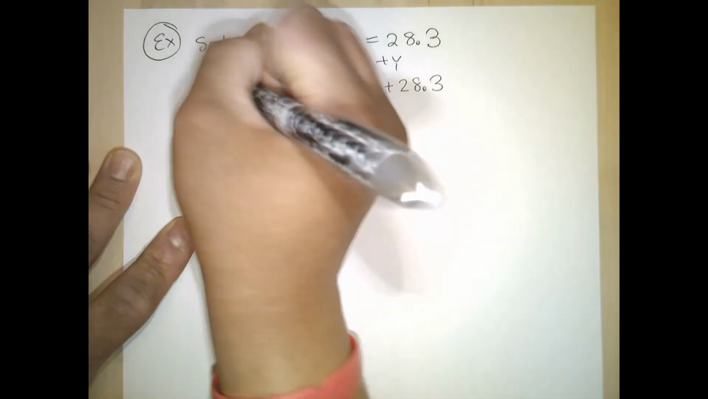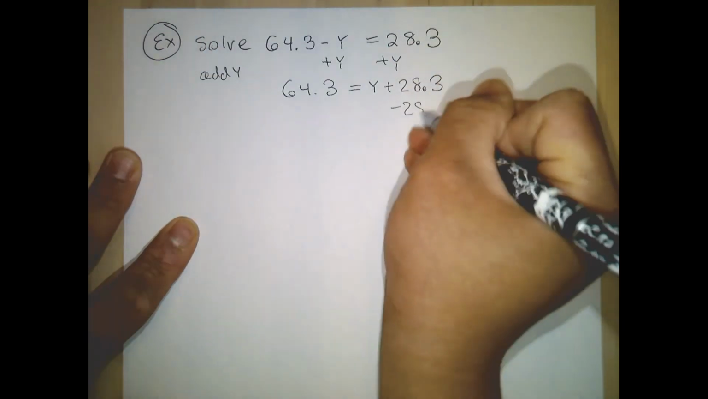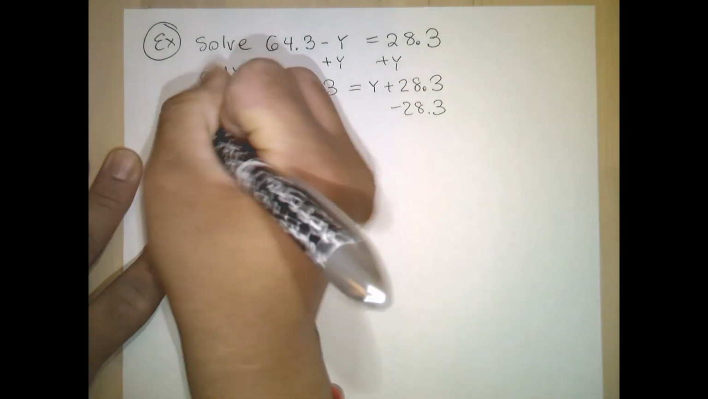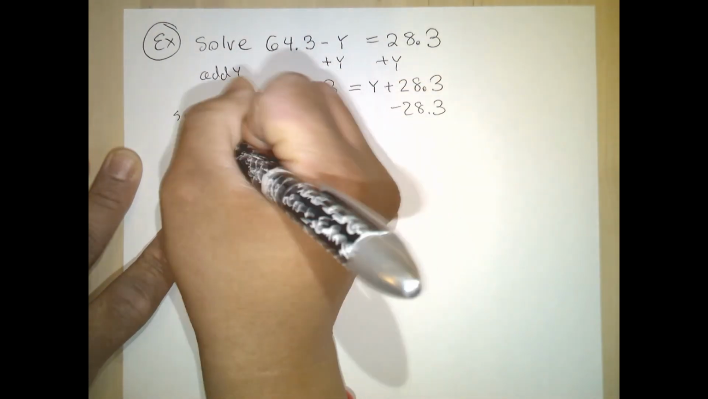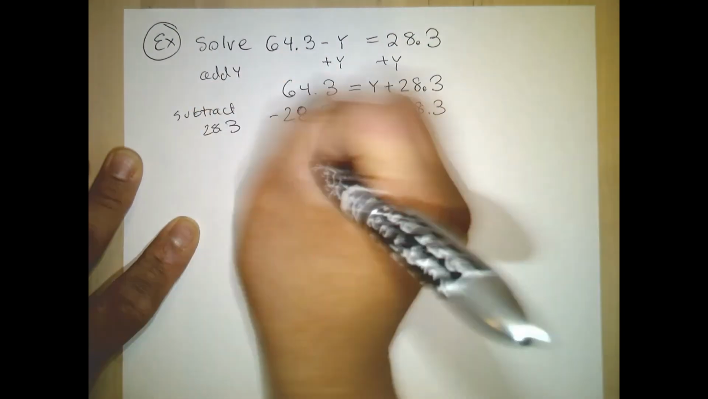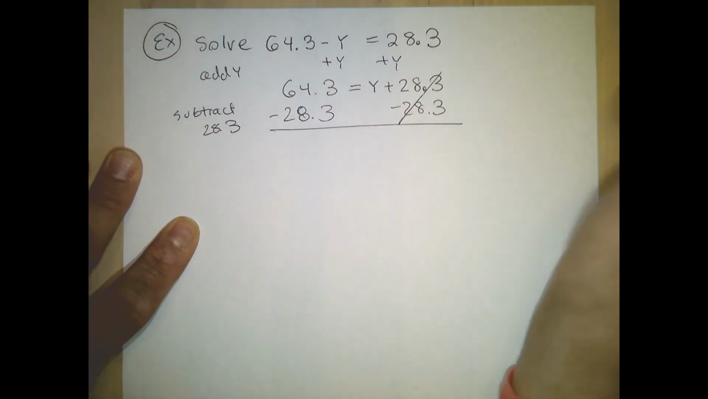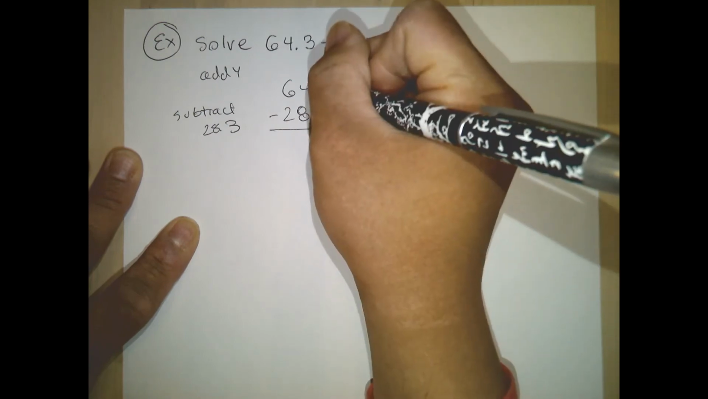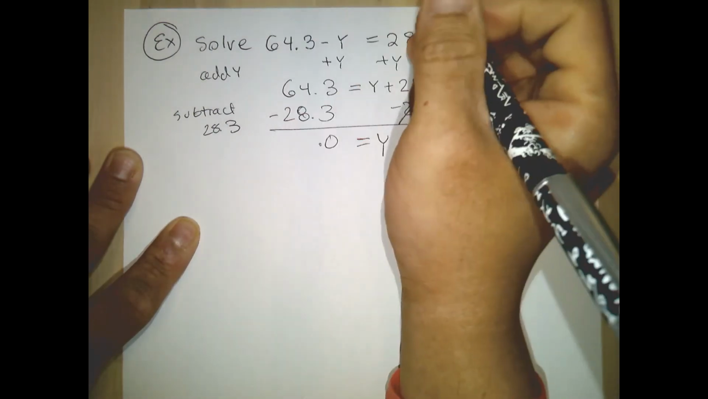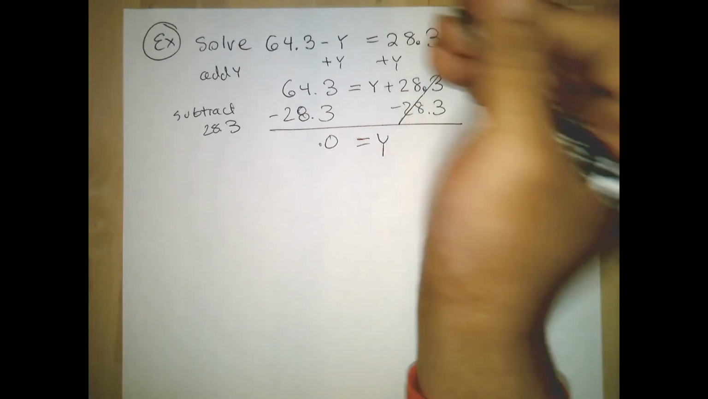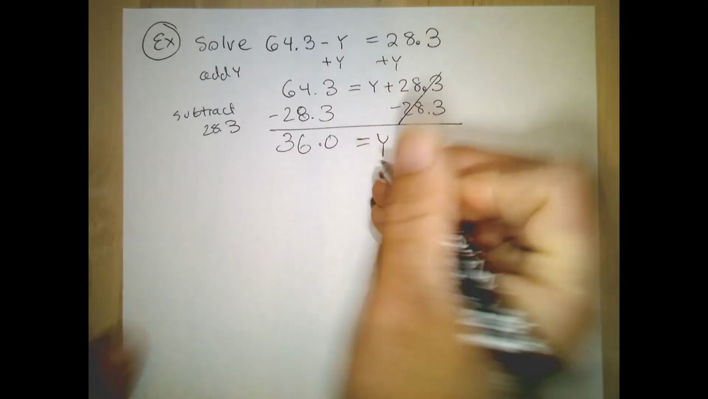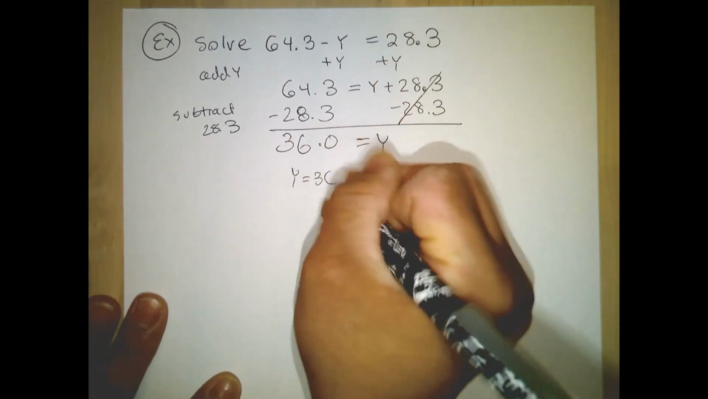So add the y. Then I can subtract 28.3 from each side. So subtract the 28.3. So that zeroes out. So y is equal to 3 minus 3 is 0. Then we have 64 minus 28. That is going to be 36. So y is equal to 36.